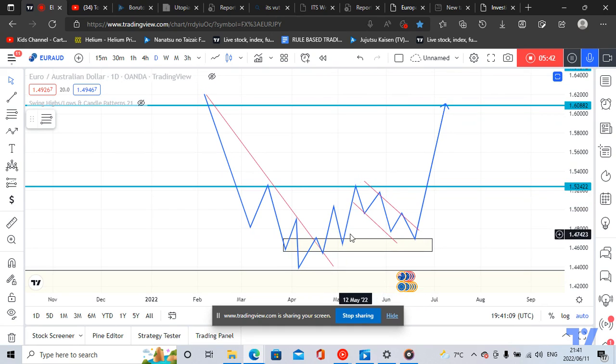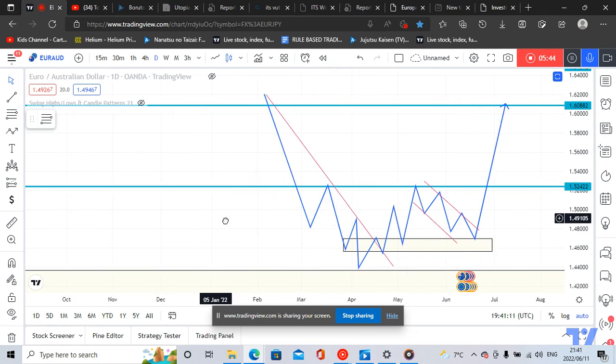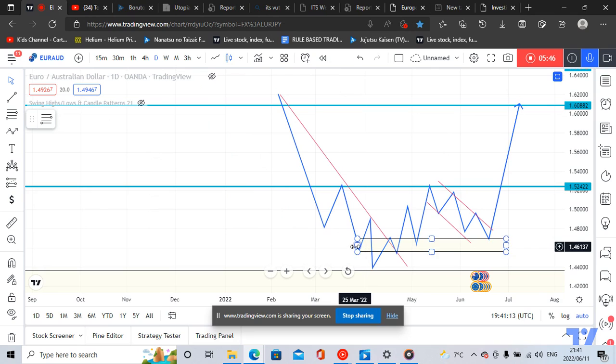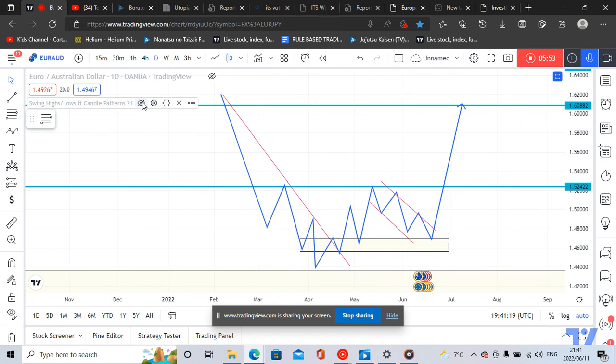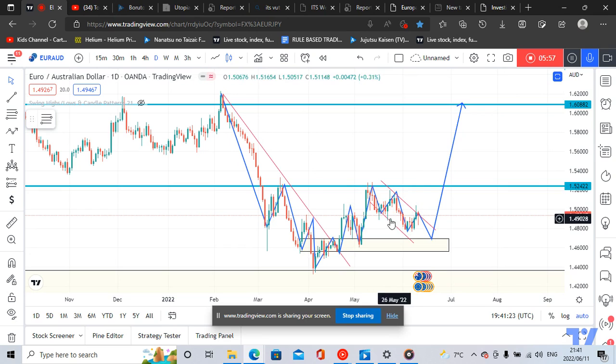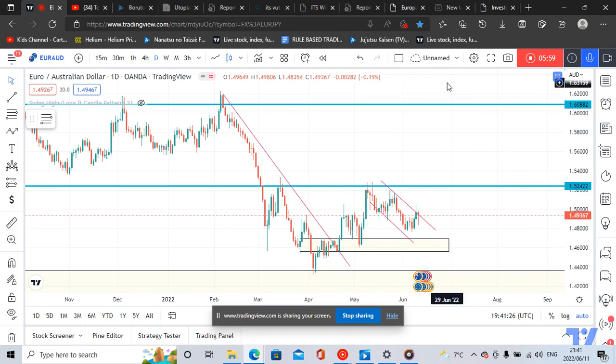Now we're having something like a bullish flag, because this area is the significant area on the market. It's always touching here and it doesn't break this level. So we just have to be patient and wait for it to pull back to that area so that we can buy our currency pair.